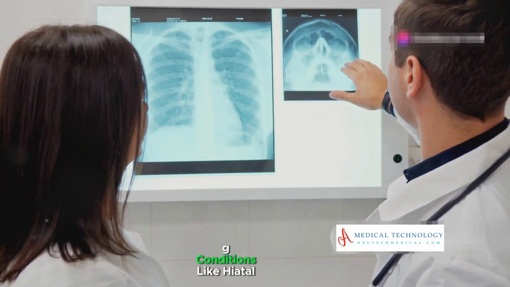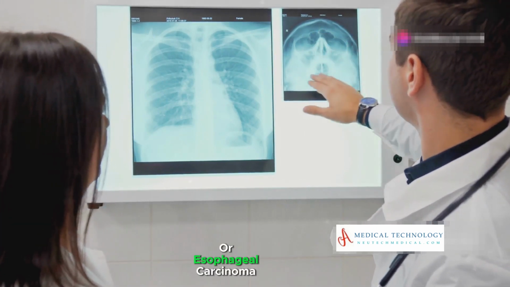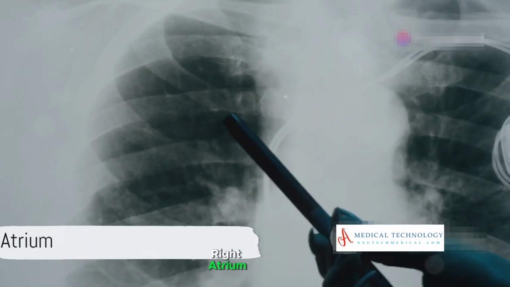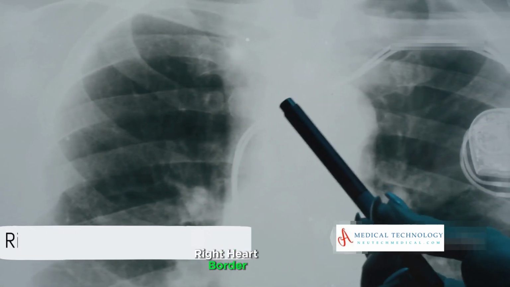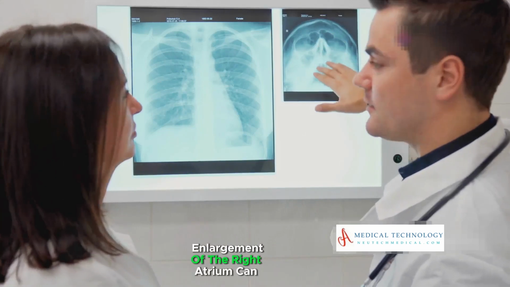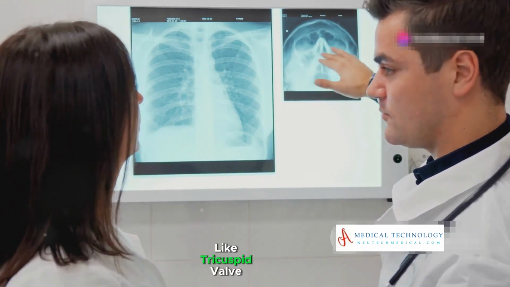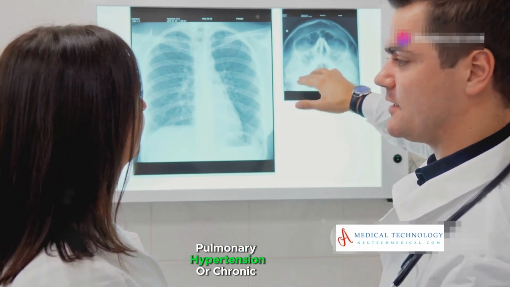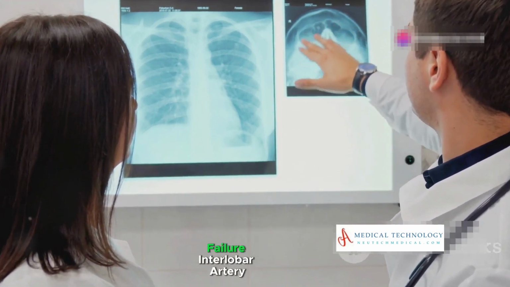It's crucial in assessing conditions like hiatal hernia or esophageal carcinoma. Right atrium: the right atrium forms the right heart border, visible on the right side of the mediastinum. Significance: enlargement of the right atrium can suggest conditions like tricuspid valve disease, pulmonary hypertension, or chronic right-sided heart failure.